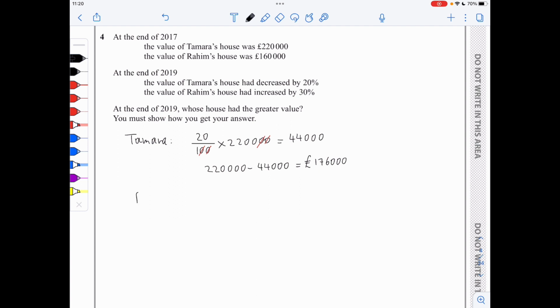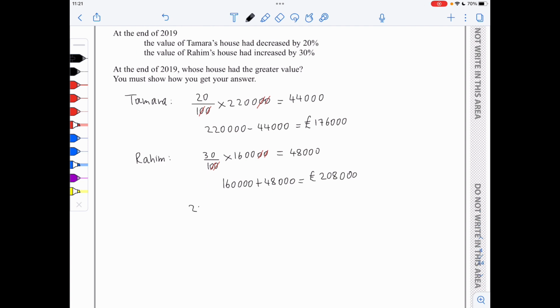And then for Rahim, we said we were looking at an increase of 30%. So 30 over 100 times 160,000. Once more, we will simplify out the two zeros. And this leads to 48,000. And therefore, the new value is 160,000 plus 48,000, which gives an answer of 208,000. And therefore, we can conclude that Rahim's house has the greater value. This is because 208,000 is greater than 176,000.